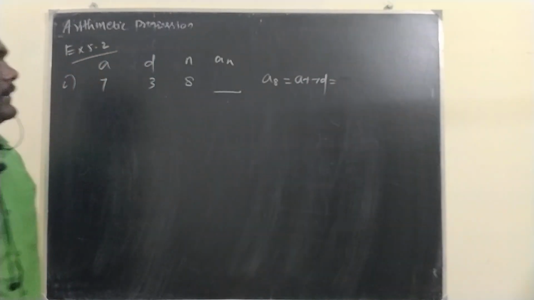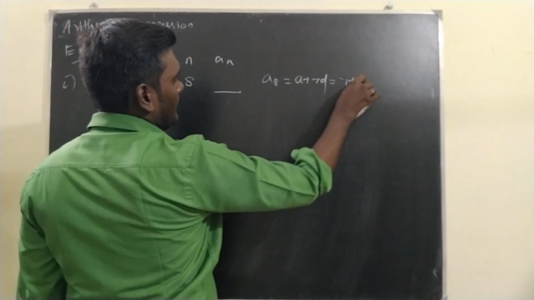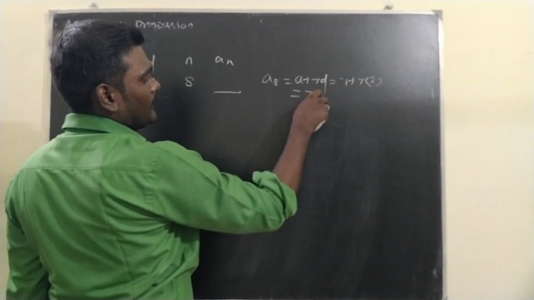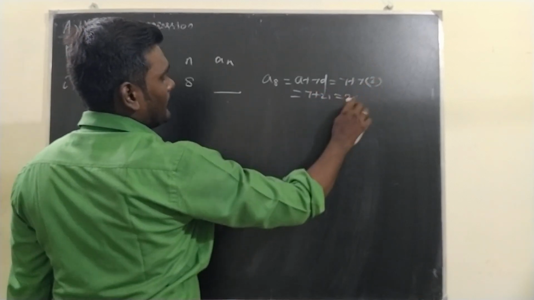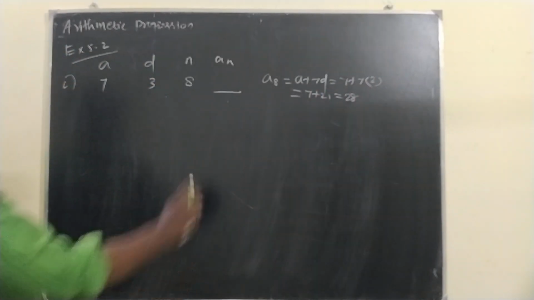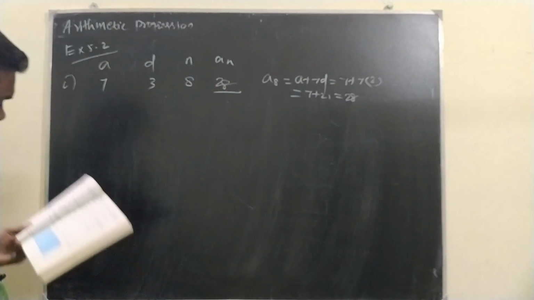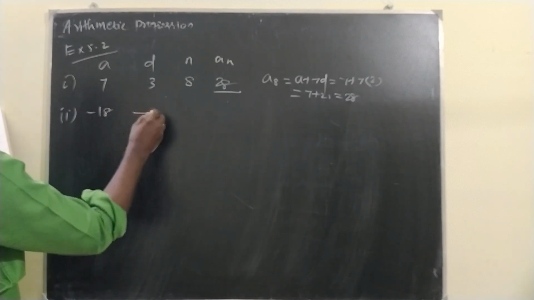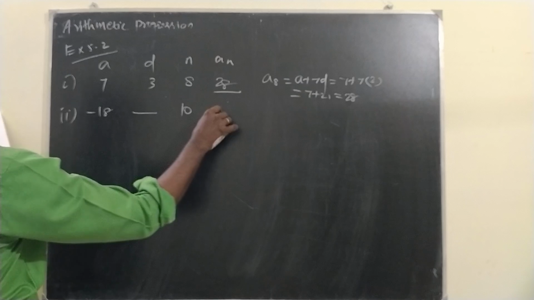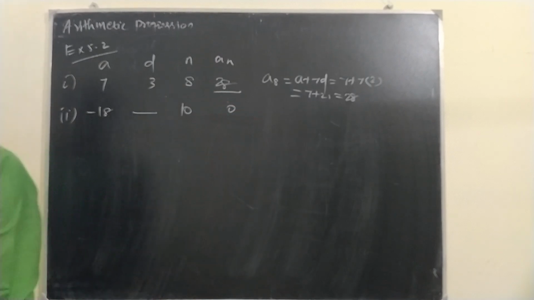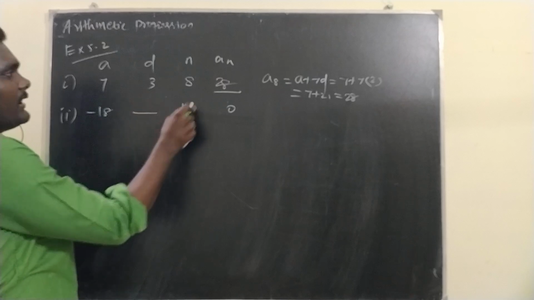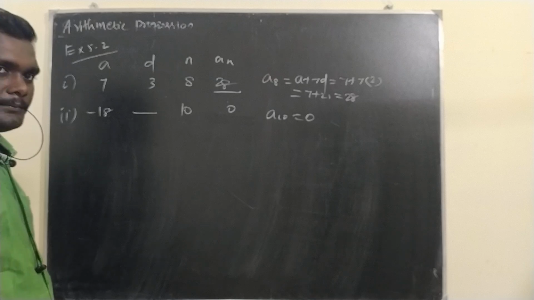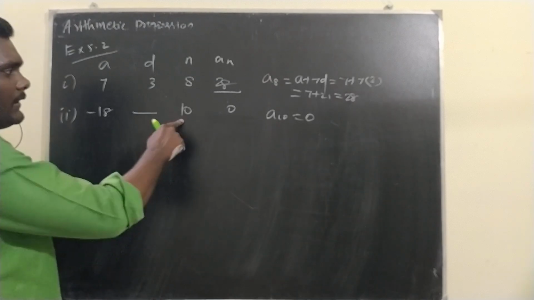A is 7, plus 7 into D, which is 3. So it is 7 plus 21. It is 28. An is 28. Likewise, see the next question. Minus 18 is A. D is not given. N is 10. And this one is 0, meaning A10 equals 0. Okay, because n equals 10.